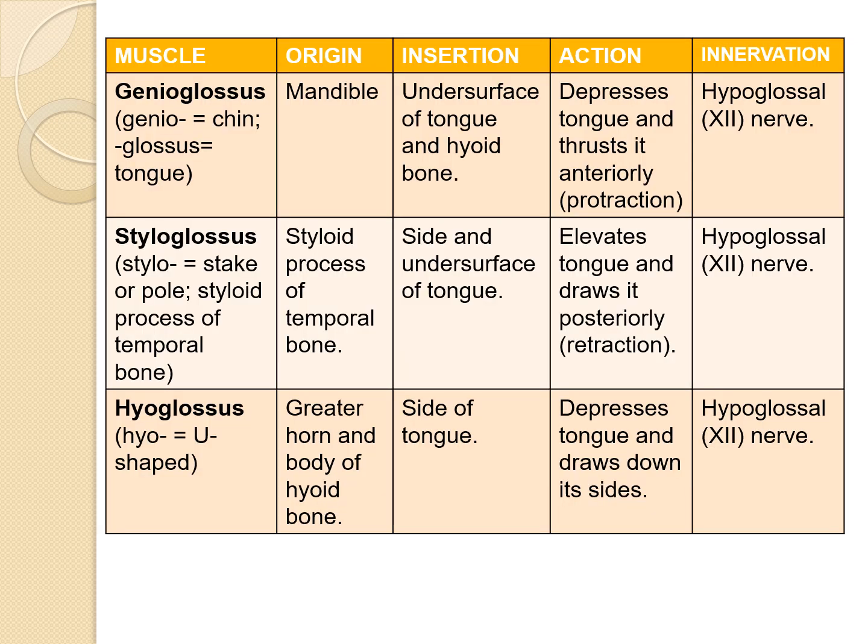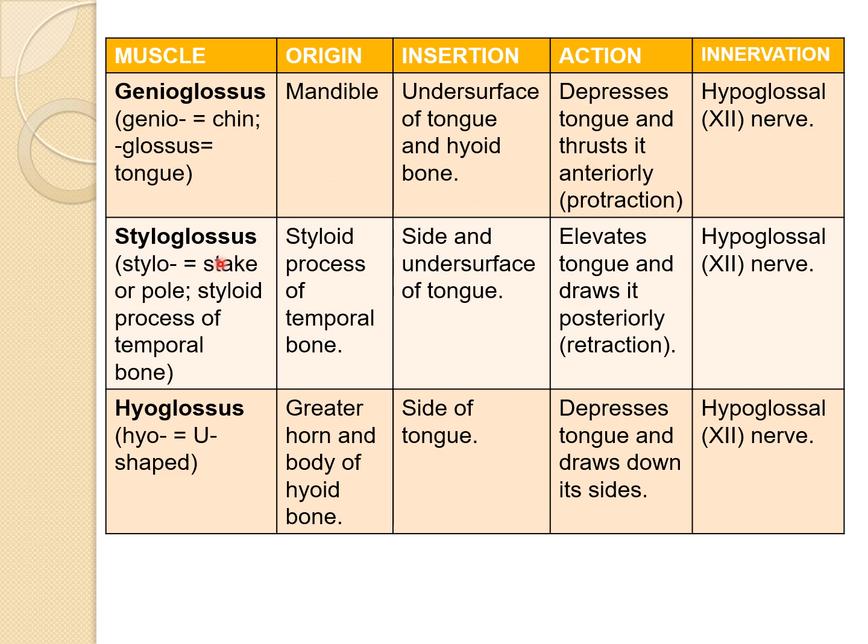The first muscle is genioglossus. Genio means chin, glossus means tongue. Origin point is at the mandible and it inserts on the under surface of the tongue and hyoid bone. And coming to the actions of genioglossus, it depresses the tongue and thrusts it anteriorly. That is, it aids in protraction. Innervation is by the hypoglossal nerve, which is the 12th cranial nerve.